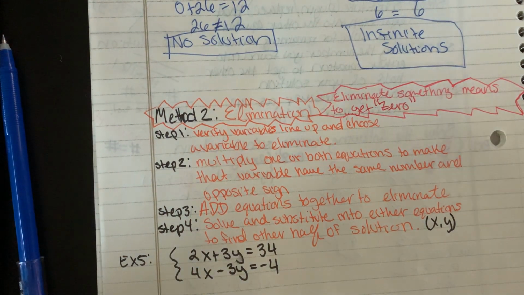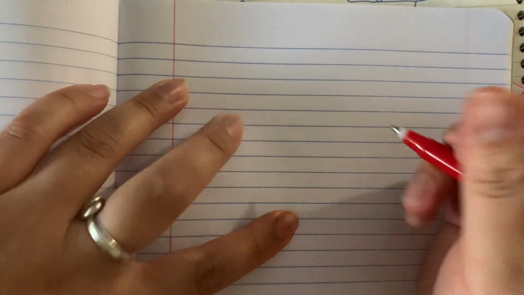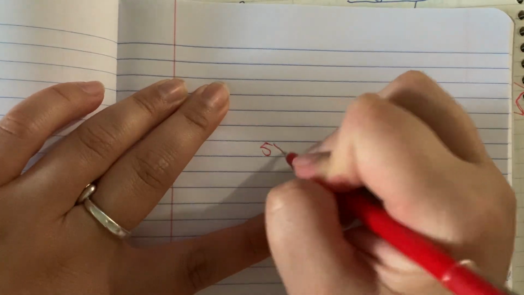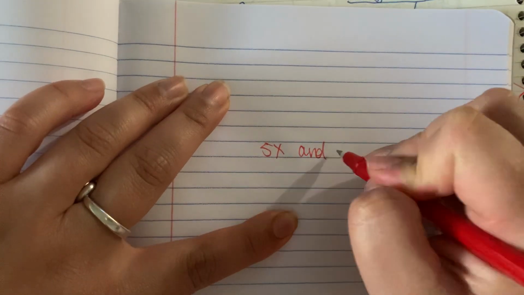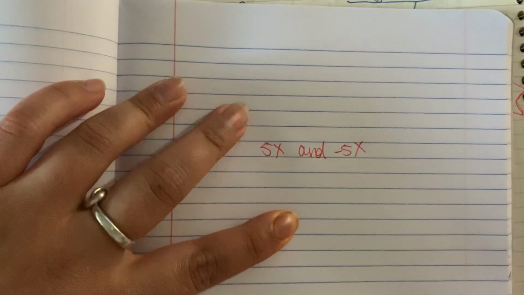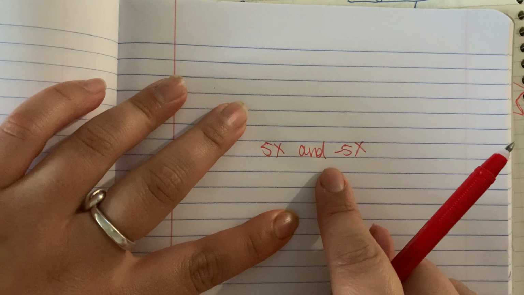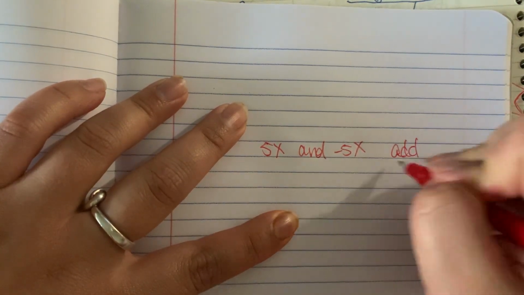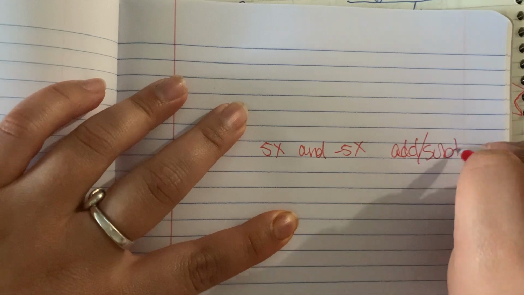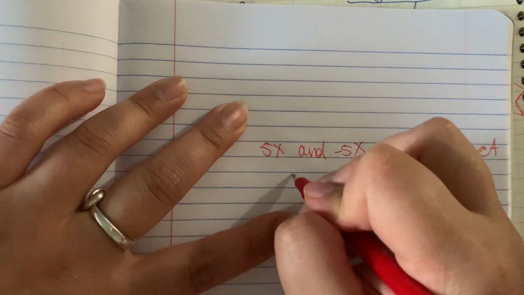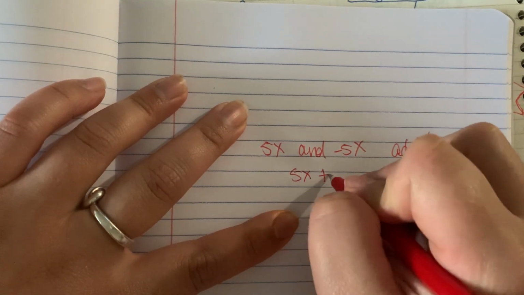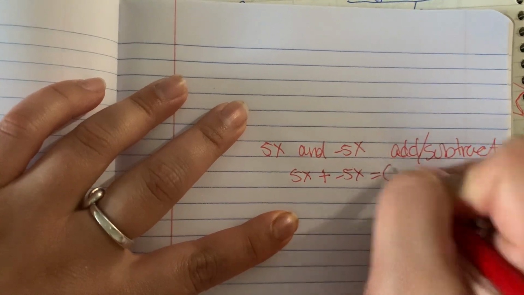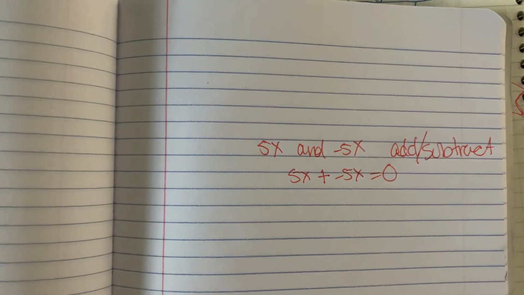there was a mini activity that we did in class, right? So just real quick, if you have 5x and negative 5x, what would you do in order to get 0 out of this? You have two options. You can either add or you can subtract. Those are your two options. So if you have 5x and you add negative 5x, that's going to give you 0, right?